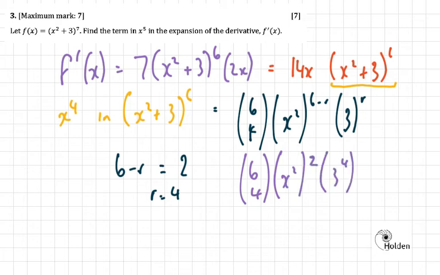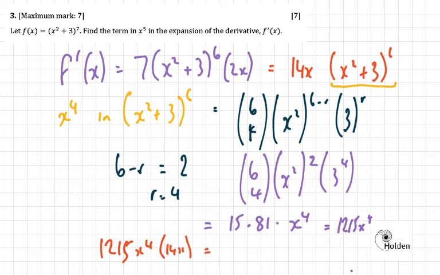That's going to give us 6 choose 4, with (x squared) to the 2 and 3 to the 4. Now, here we can use the calculator to work this out. 6 choose 4 is 15. So we've got 15, 3 to the power of 4 is 81, and then we've got x to the power of 4. That's going to give us 1215 x to the 4, but we need x to the 5, and we still got that 14x. So if we multiply this by the 14x, that's going to give us 17,010 x to the 5. So the solution is 17,010 x to the 5.